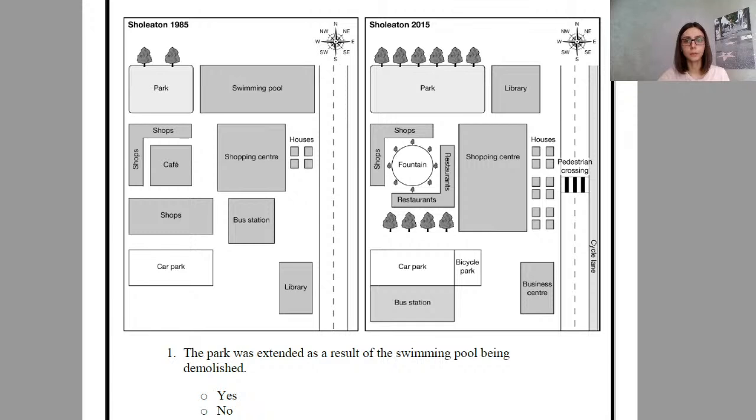Yeah, I can see that Victoria wrote library instead of the swimming pool, and more houses were built. Yeah, so these are all the changes. And why do you think these changes were made? How did these changes affect this place?